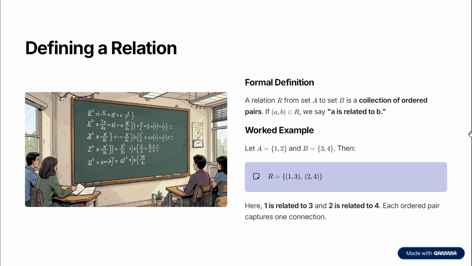The formal definition of a relation: a relation R from set A to set B is a collection of ordered pairs. If (a, b) belongs to R, we say a is related to b. For example, A equals {1, 2} and B equals {3, 4}. Then we form a relation in such a way that the first ordered pair is (1, 3), where 1 belongs to A and 3 belongs to B. The second ordered pair is (2, 4). Here 1 is related to 3 and 2 is related to 4. Each ordered pair captures one connection.